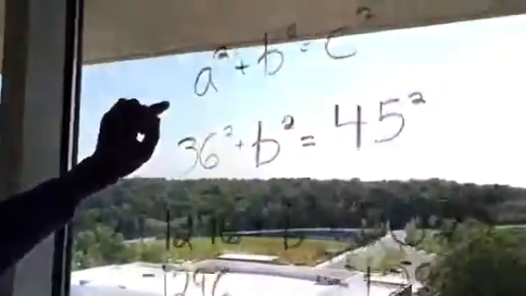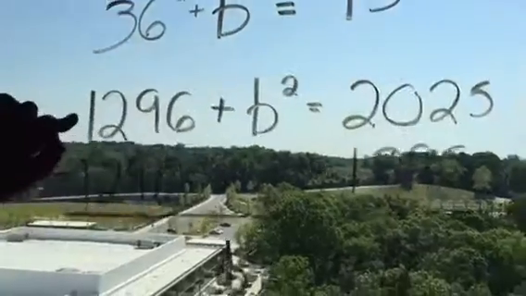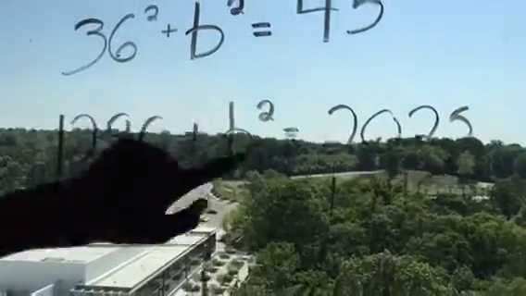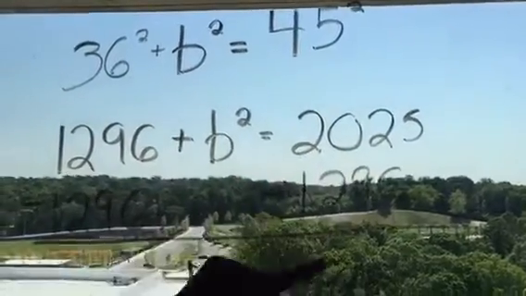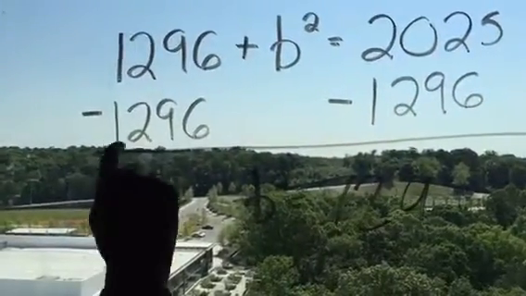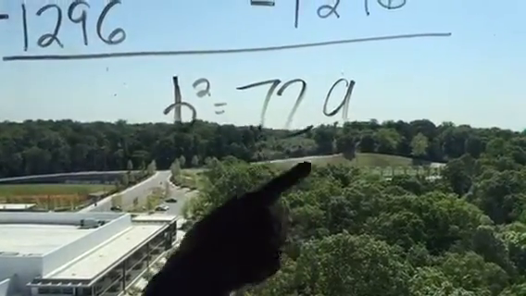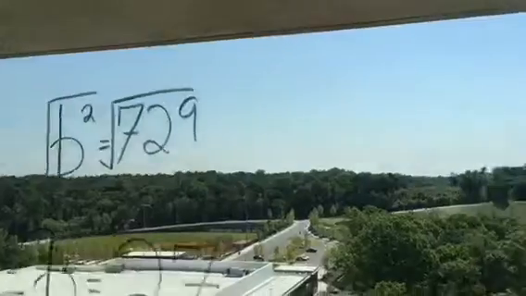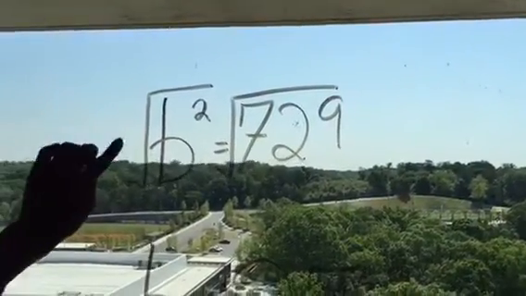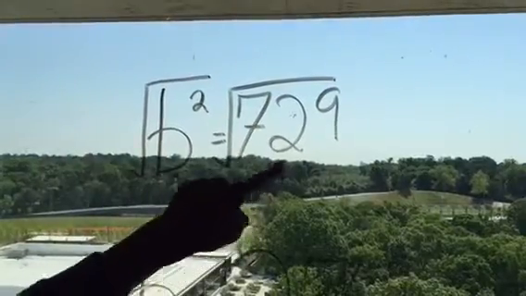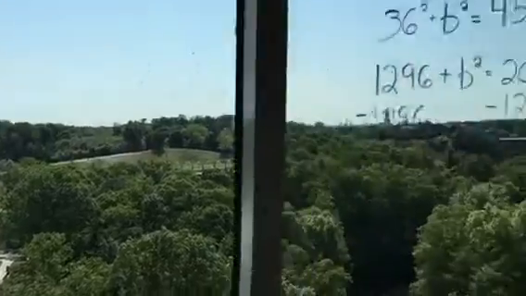And here's our formula. So we take 36 and we square it and we get 1,296. And we bring our B squared down and we square this and we get 2,025. And we subtract both sides by this, and this cancels out and we get B squared equals 729. And we have to square root B squared. We put this in the square root, and our answer is 27, and that's our B.